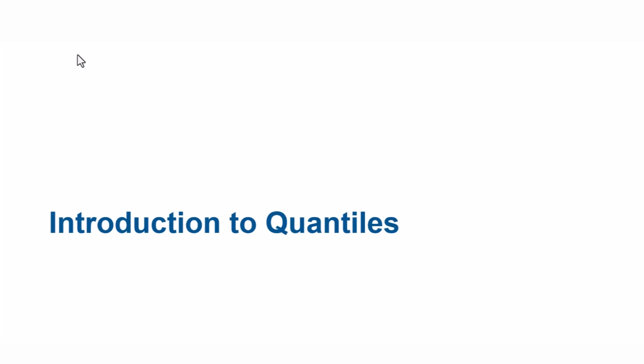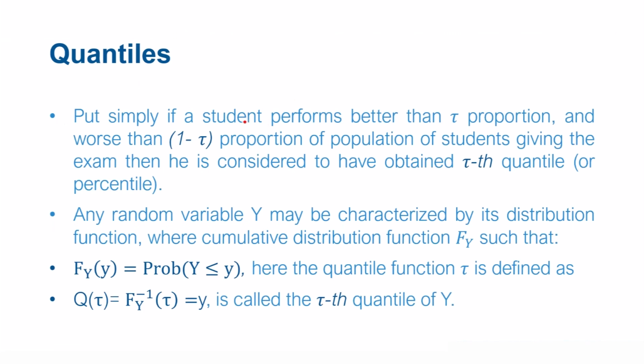In this video, we'll briefly introduce the concept of quantiles. Simply put, if a student performs better than tau proportion and worse than 1 minus tau proportion of students taking a particular exam, then he or she is considered to have obtained the tau-th quantile marks. So if it is above 99% and below 1%, then you will call it the 99th percentile. This is also expressed in terms of quantiles.